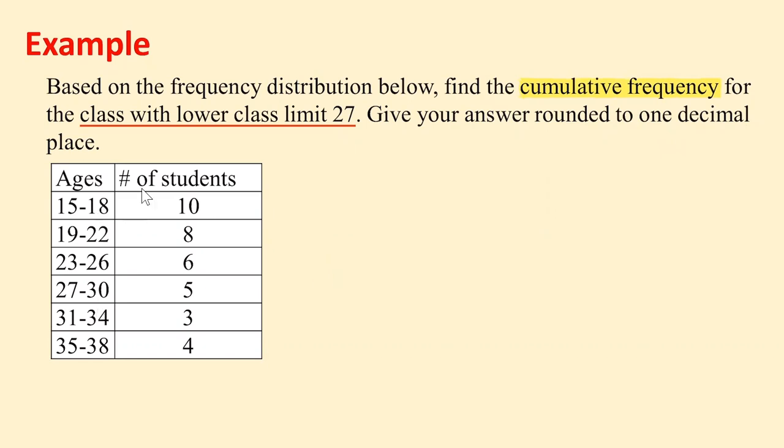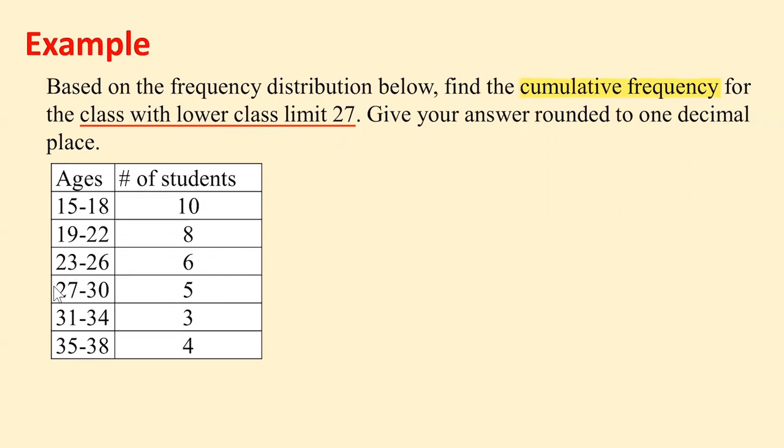Okay, so here is the data. You can see we have the ages, and the ages are grouped here. So this is the grouped data. So ages are the classes. First class is 15 through 18. Second class is 19 through 22. Third is 23 to 26, and so on. And here we have the number of students. That is the frequency. So we want the cumulative frequency for the class with the lower limit 27.